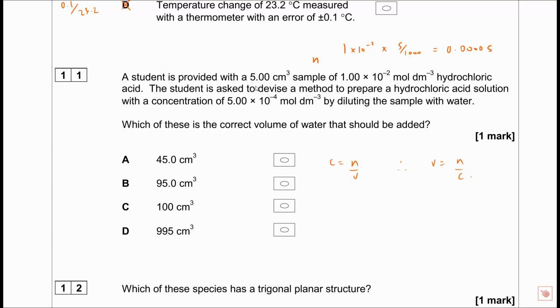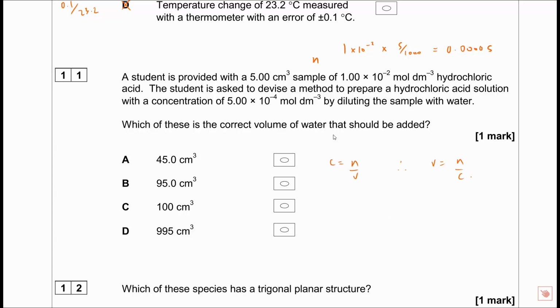I can work out the volume that this final solution must have in order to have this concentration, bearing in mind the number of moles that are in it. So if I've got 0.00005 moles, but the concentration I'm going to get is 5 times 10 to the minus 4, which is 0.0005, then I know that the overall volume must be 100 centimeters cubed, or 0.1 decimeters cubed.